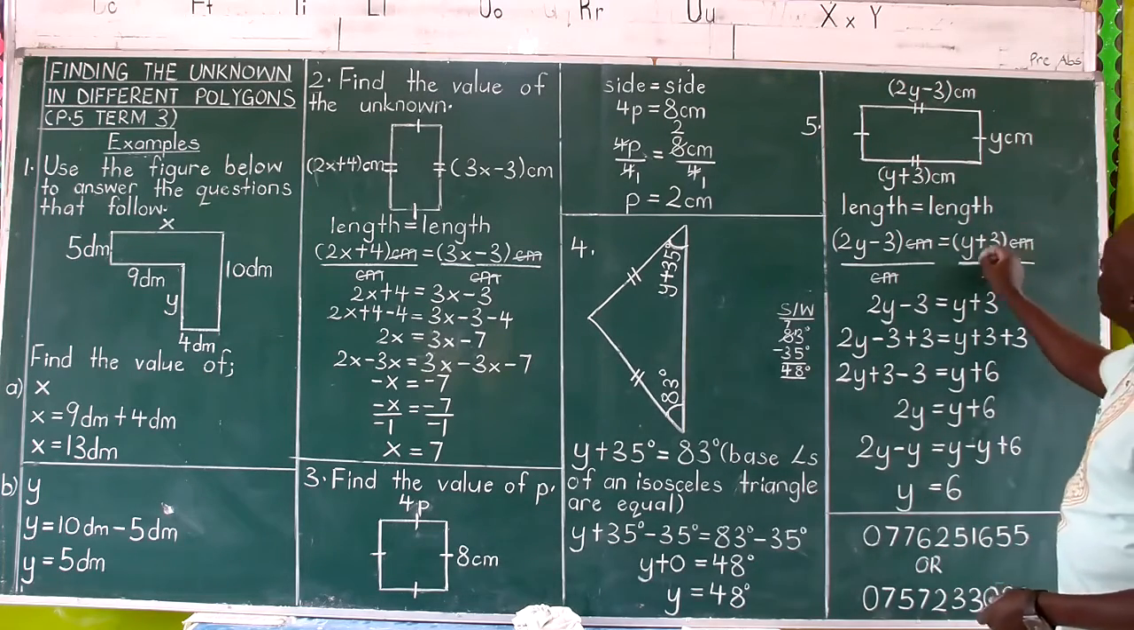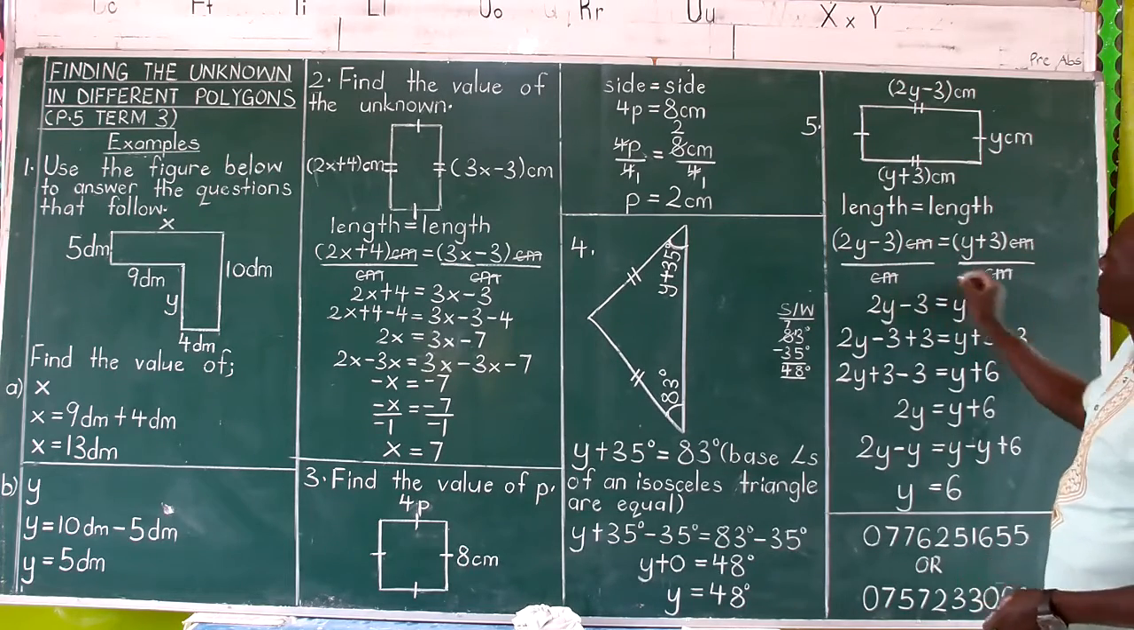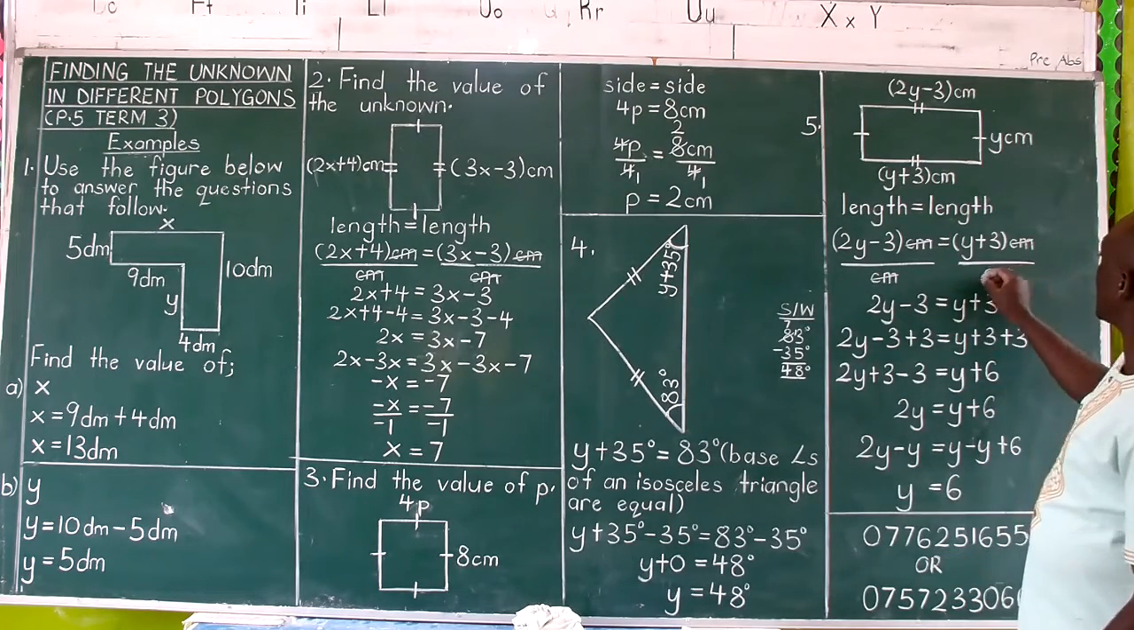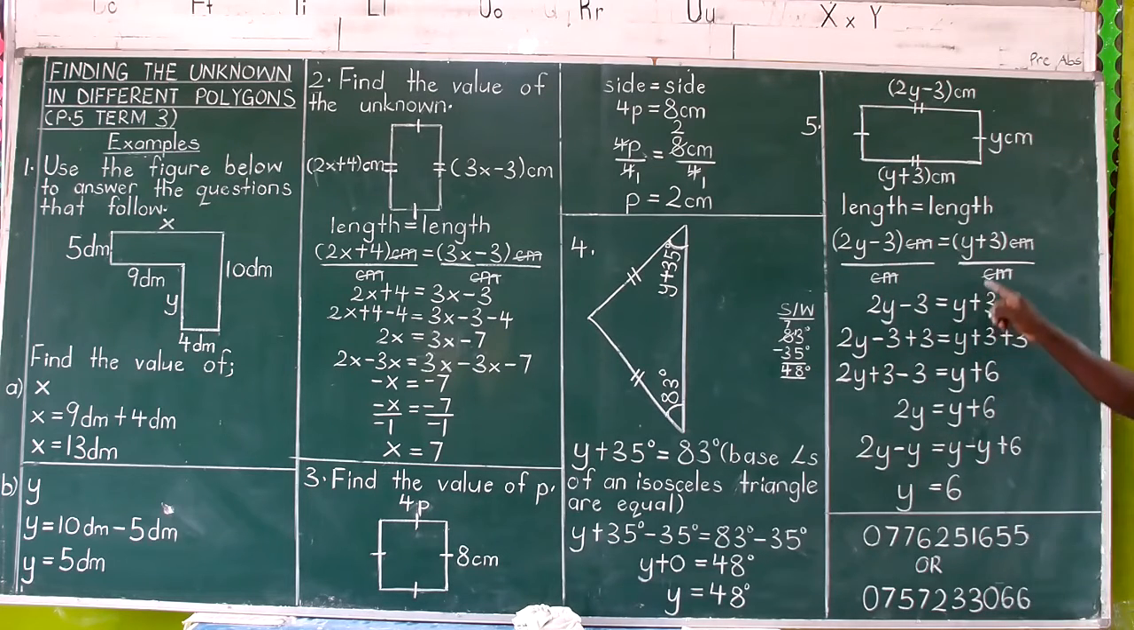So I told you when centimeters are outside the brackets, you eliminate them through division of either side. So divide either side by centimeters, then cancel centimeter by centimeter, thereby remaining with 2y minus 3 is equal to this remaining y plus 3.